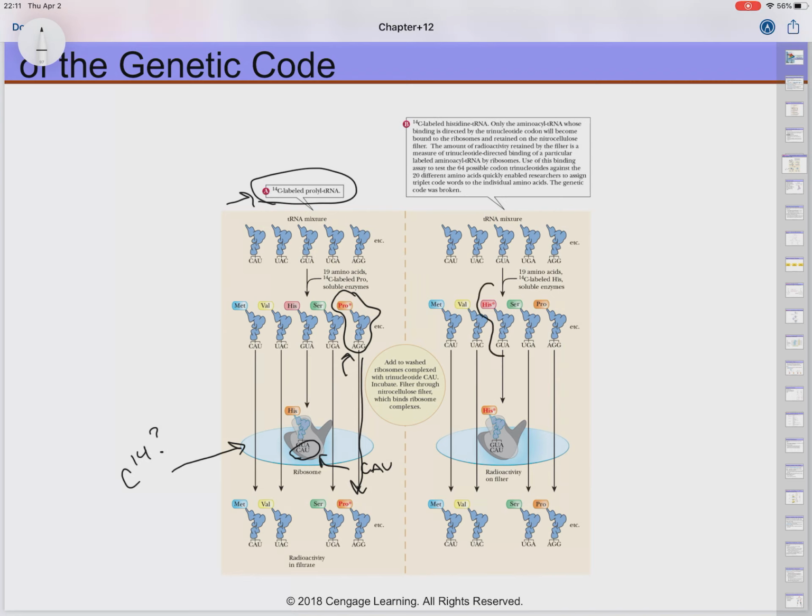And so in this experiment, histidine is the one that was tagged. And then histidine actually has the anticodon on that tRNA that matches the codon CAU. So histidine would bind to this ribosome, and then they would detect the radioactivity on the filter. And that's how they figured out which amino acids have which codes. And they did this 64 times.